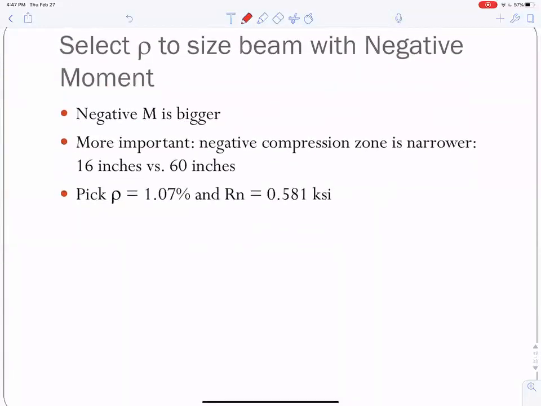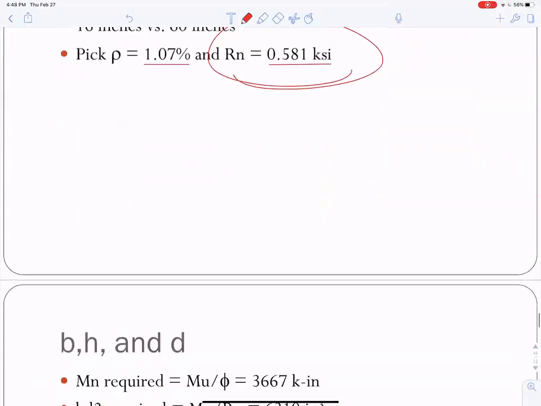The next step was to pick a percentage of steel. With 4 and 60, halfway between rho min and rho max is 1.07%, and you put that into the fancy rho and Rn equation and you get 0.581 KSI. And so this is a key thing there. I'm going to use 0.581 KSI.